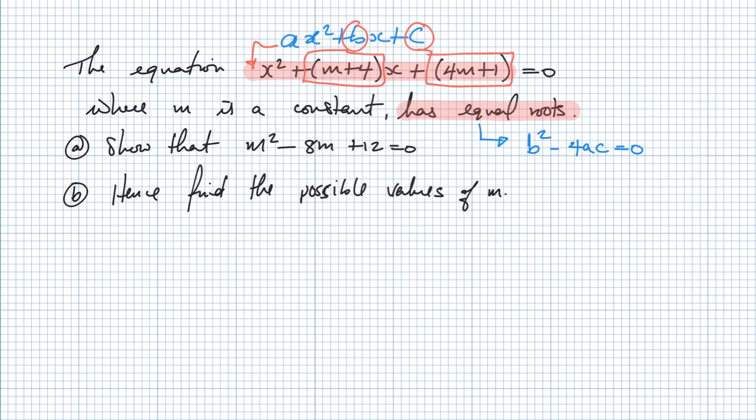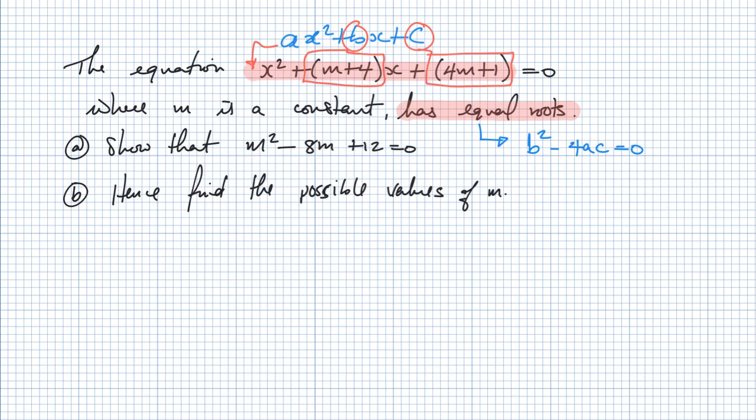So, in order to prove this here, if you notice it's just got m's in it and no x's at all, which means that we need to find the discriminant and show that the discriminant will give us this.